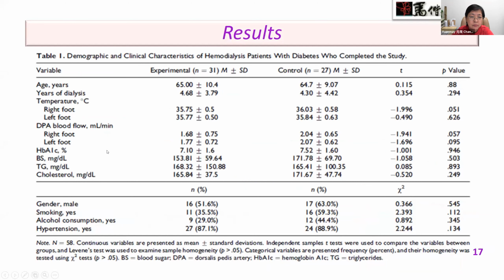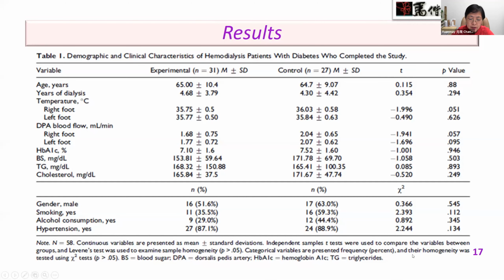For the results, we will see the basic demographic and clinical characteristics of hemodialysis patients with diabetes who completed this study. In this table, we see all the data show no statistical difference. So it shows that the experimental group and the control group are homogeneous in our study.